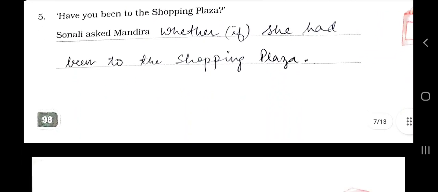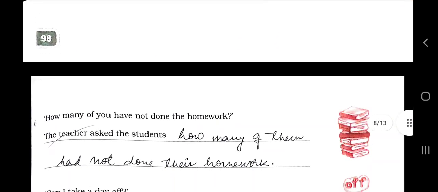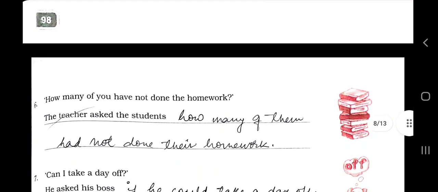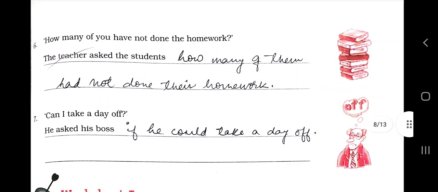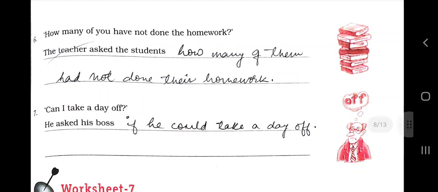Now this sixth: how many of you have not done the homework? This is a very normal question that the teacher asks in the class, right? So, how many of you have not done the homework? This is directly spoken to the student. The teacher asks, now this is reported speech.